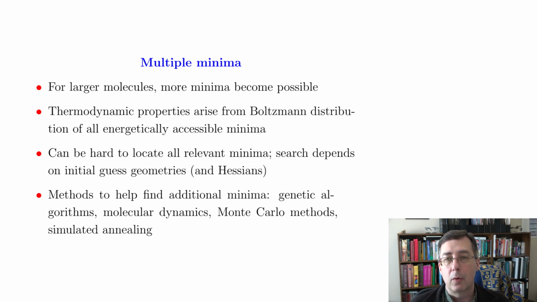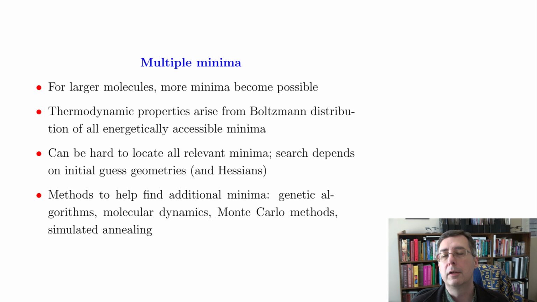Thermodynamic properties, of course, need a Boltzmann weighting of all the relevant low energy minima. So if you do have flexible molecules, this becomes an issue to not just focus on one global minimum, but to also find the relevant nearby low-lying local minima. Finding all these can actually be very hard. So if you do have molecules where this is an issue, it can be a challenge to find them, to get the thermodynamic properties correct.